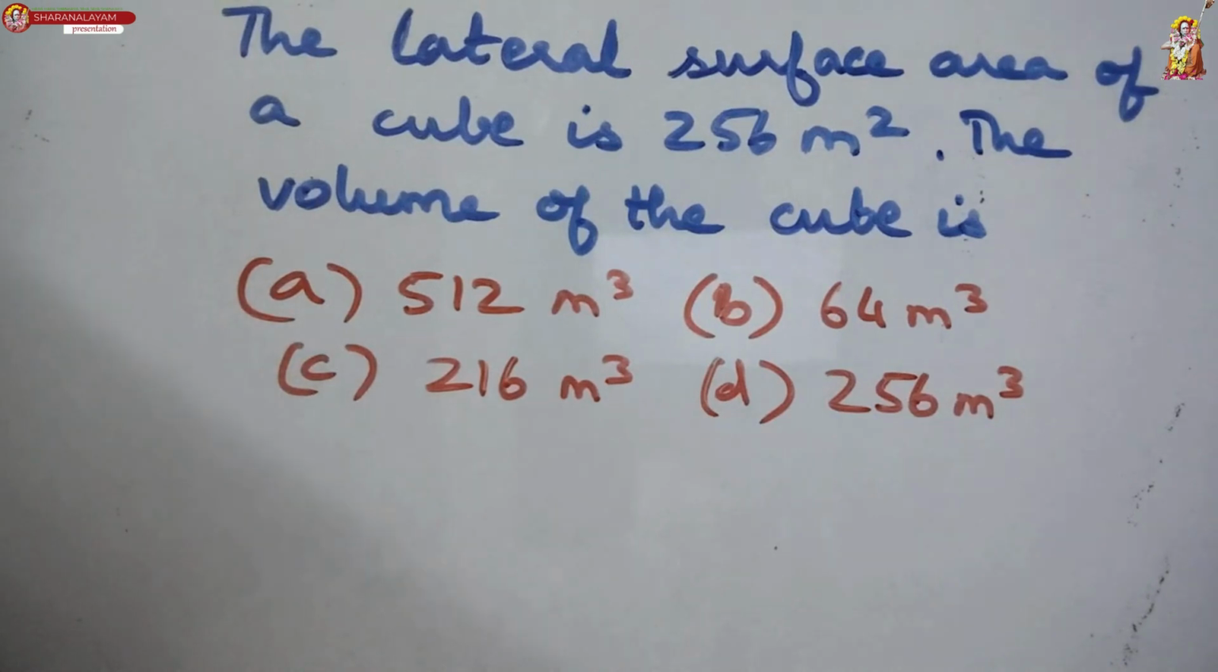The next question. The lateral surface area of a cube is 256 meters square. The volume of the cube is, first option 512 meter cube, second option 64 meter cube, third option 216 meter cube, fourth option 256 meter cube. So how will we do that?